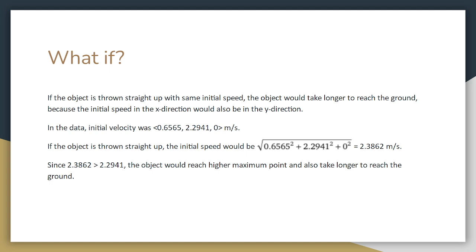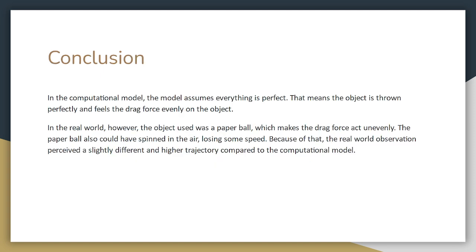If the object was thrown straight up with the same initial speed, it would take longer to reach the ground because the initial speed in the x direction would also be in the y direction. And when calculated, since the initial velocity in y is larger in the thrown straight up model, the object would reach a higher maximum point and also take longer to reach the ground.